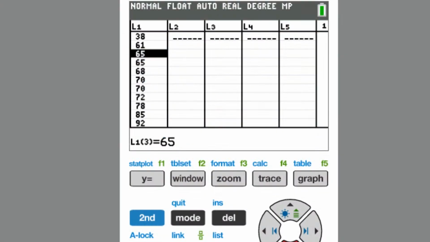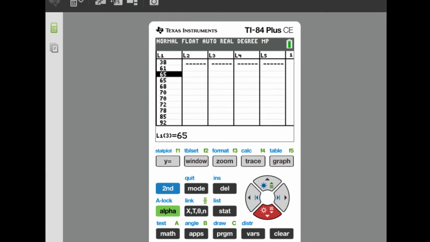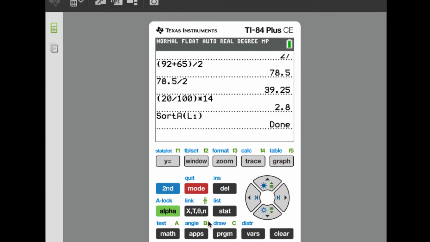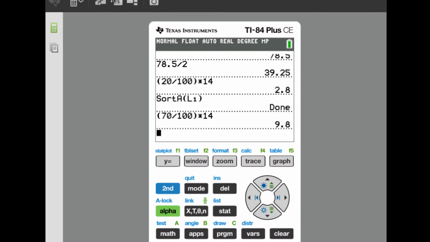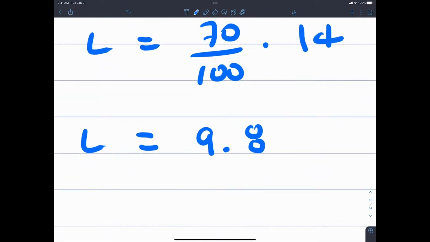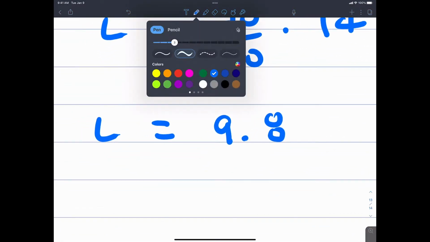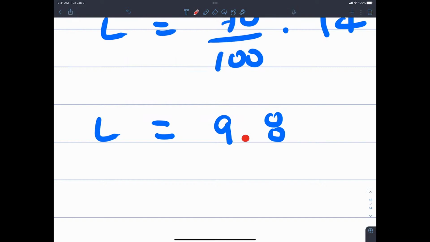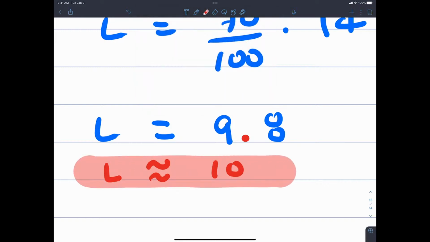Okay. Scroll out. 70 divided by 100 times what? 14. What do you guys get? What is this? This is a what again? Is that number 9.8 a decimal? Say yes. What do you do when it's a decimal? Round up to the next whole number. What is that going to be? Is that going to be 10? Outstanding, ladies and gentlemen.